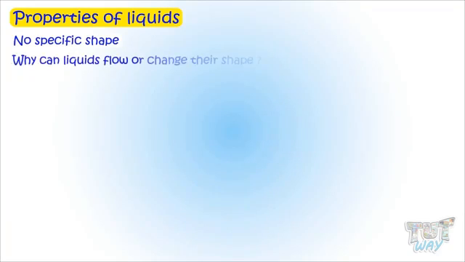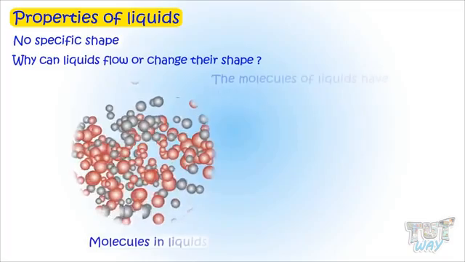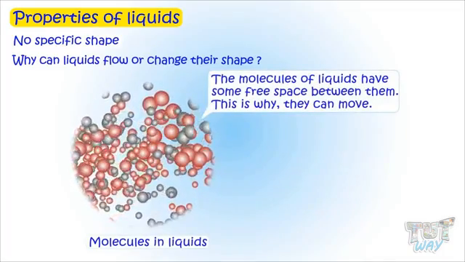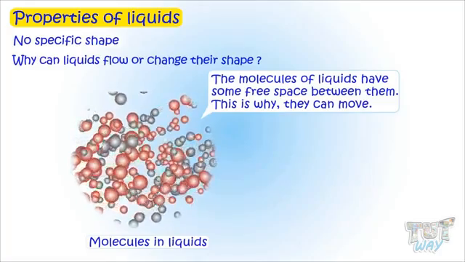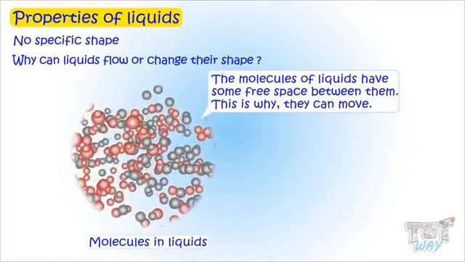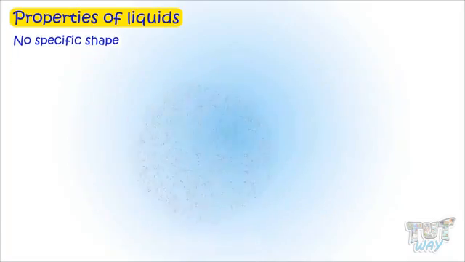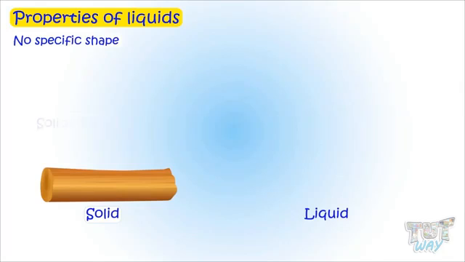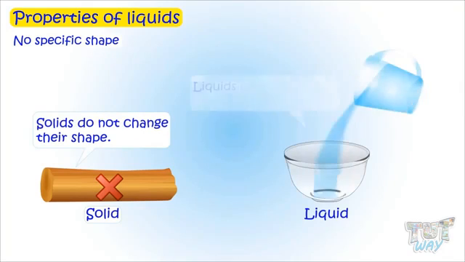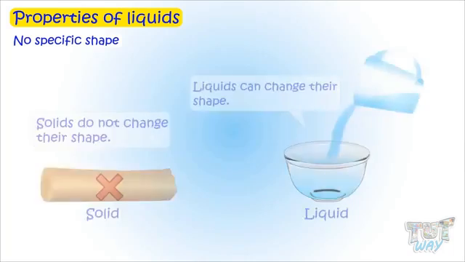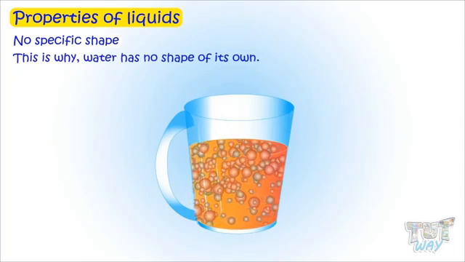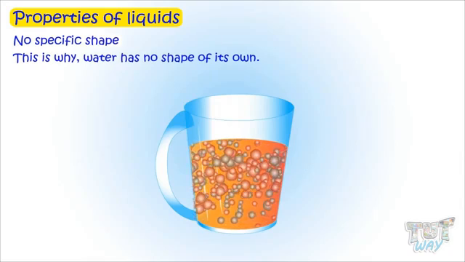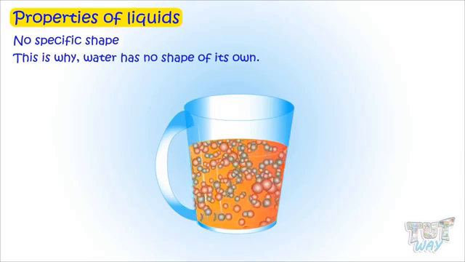See why liquids can flow or can change their shape. The molecules of liquids have some free space between them, and that is why they can move. So that is why liquids can flow, opposite to solids. The molecules in solids have little or no space between them, and the particles cannot move. Solids do not change their shape, and liquids can change their shape. This is why water or any liquid has no shape of its own. They just take on the shape of the container.